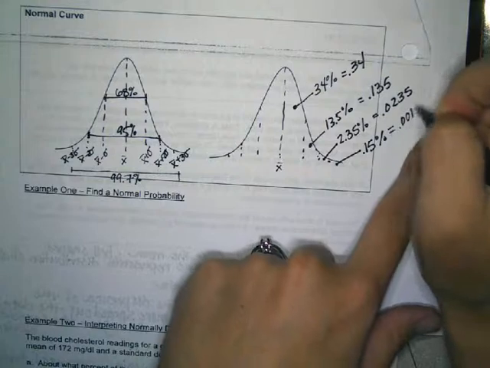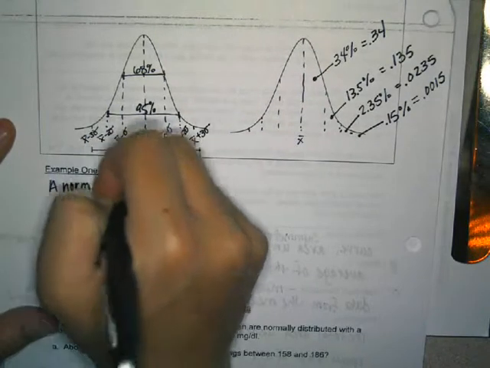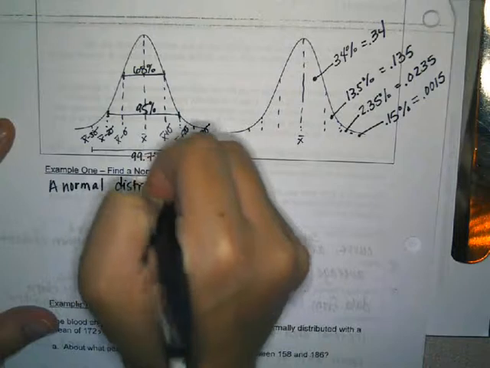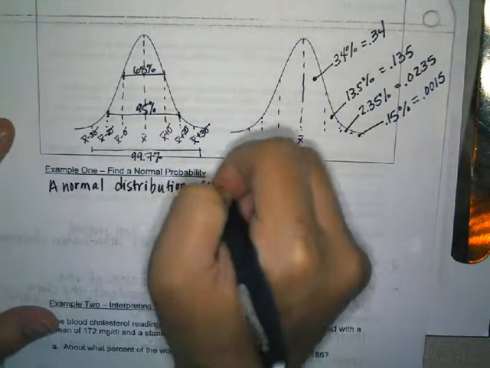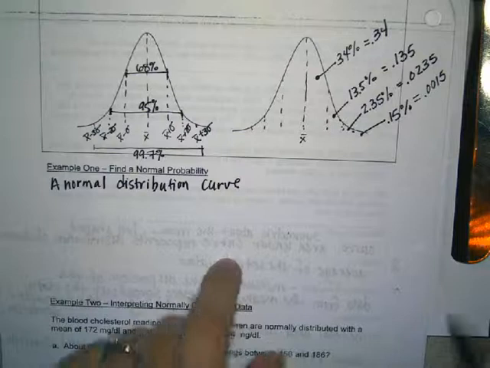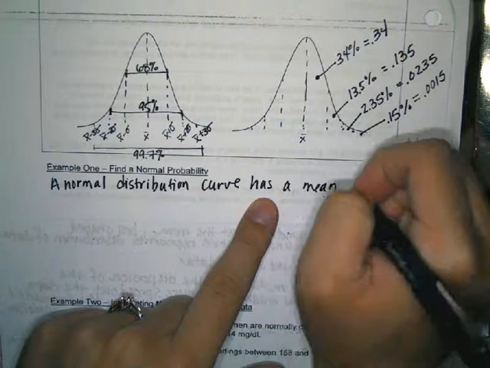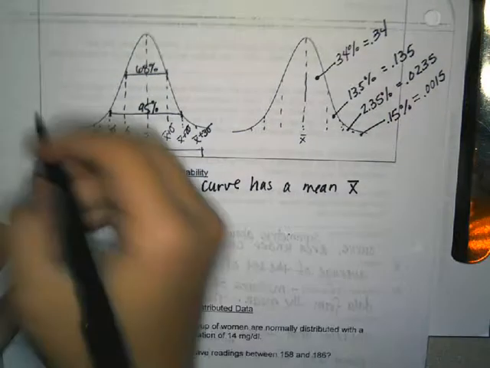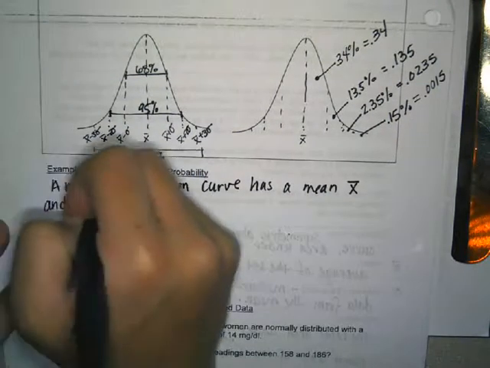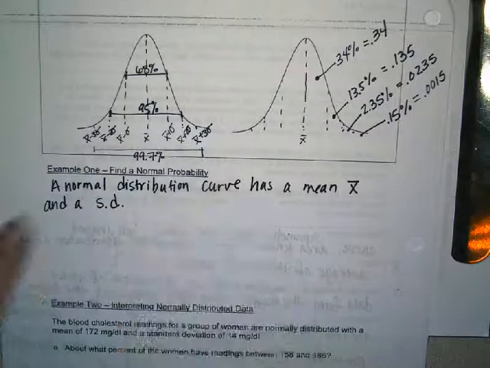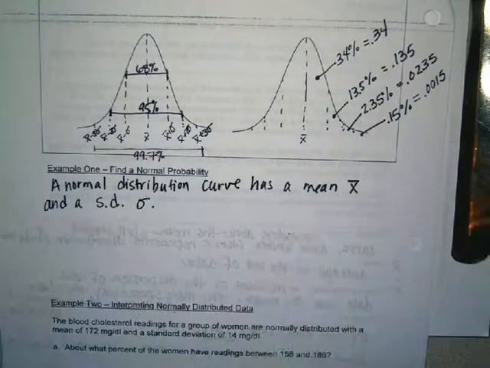Okay. So finding a normal probability. You have a normal distribution curve. It has a mean and a standard deviation. And I'm just going to label the standard deviation as SD. Okay, so I'm just giving you symbols.